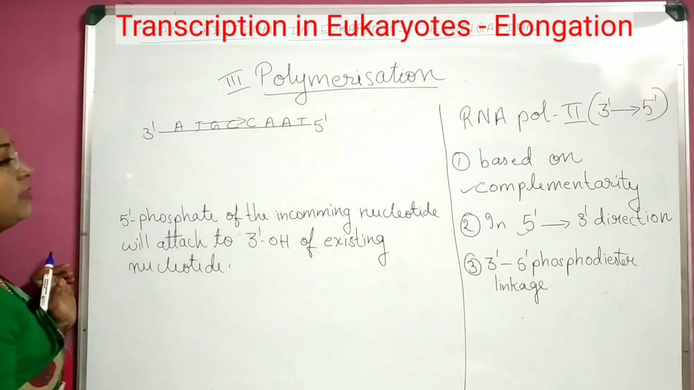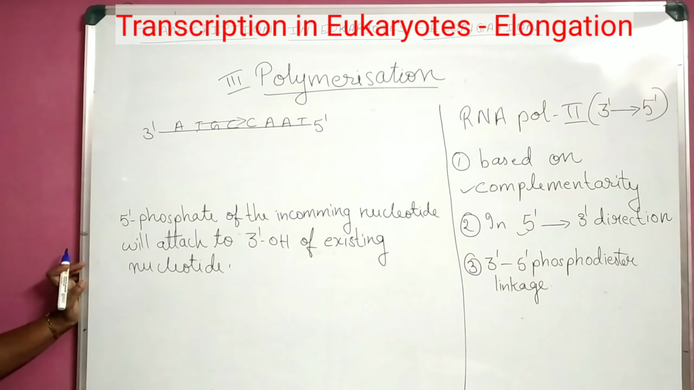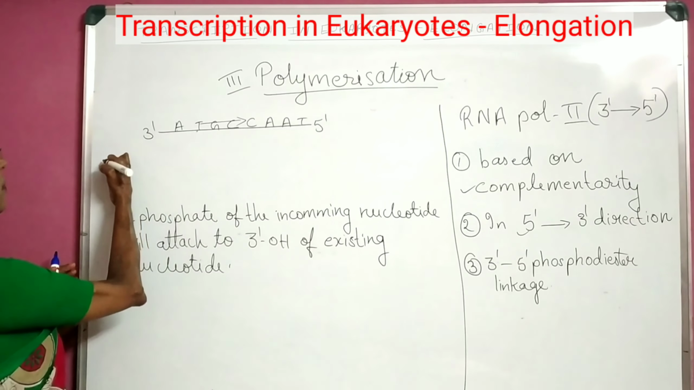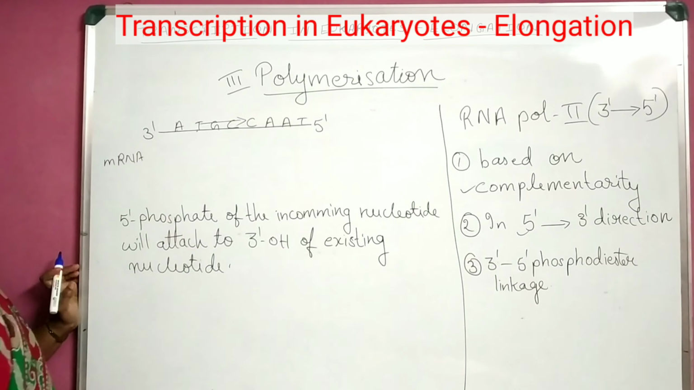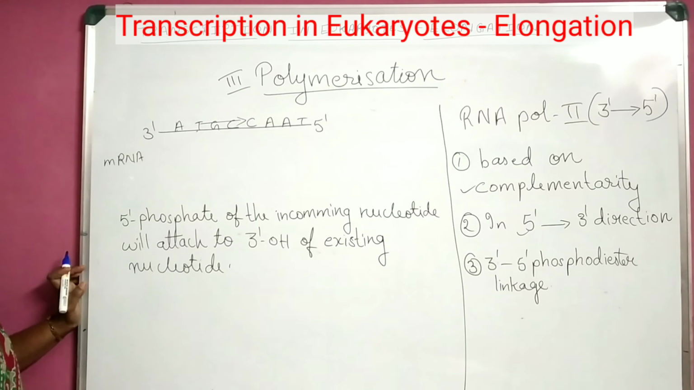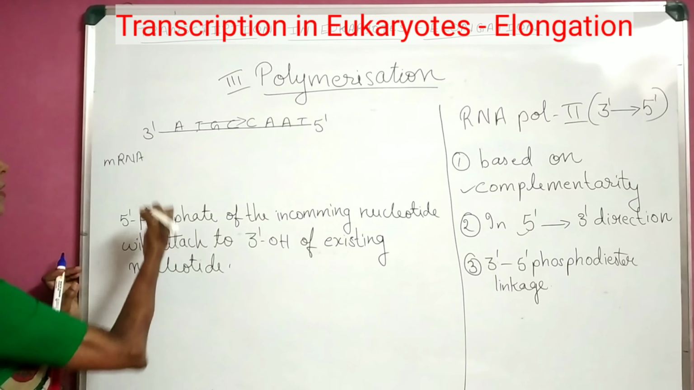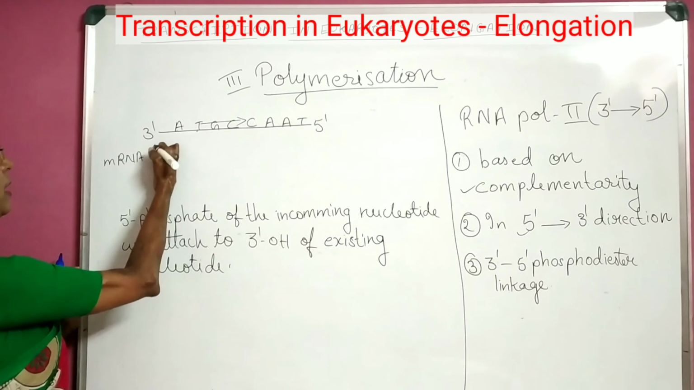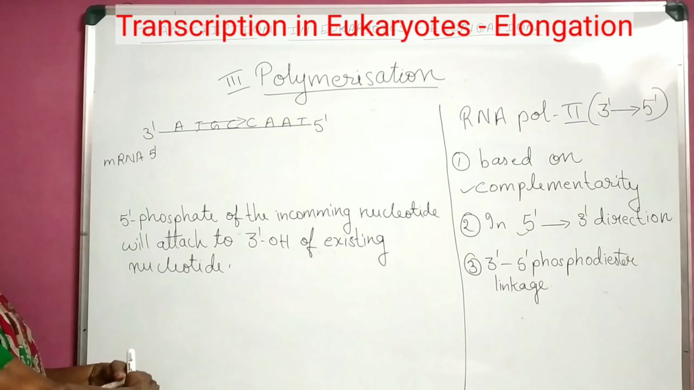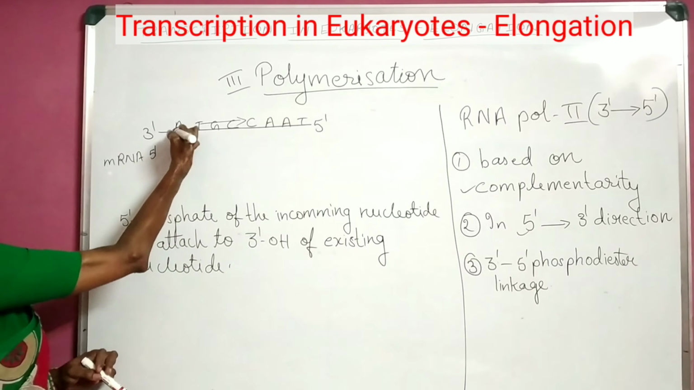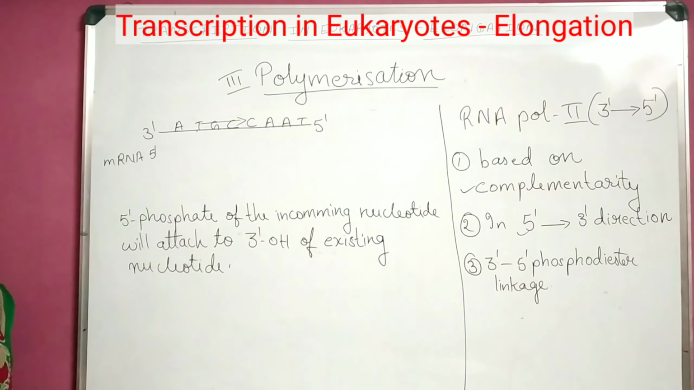So these are the bases in DNA. Now mRNA is getting formed by RNA polymerase. So which are the two things? It should be complementary and it should be in the 5' to 3' direction. Of course it will be in the 5' direction beginning. And the bases which are added here should be complementary to the bases in the DNA strand.